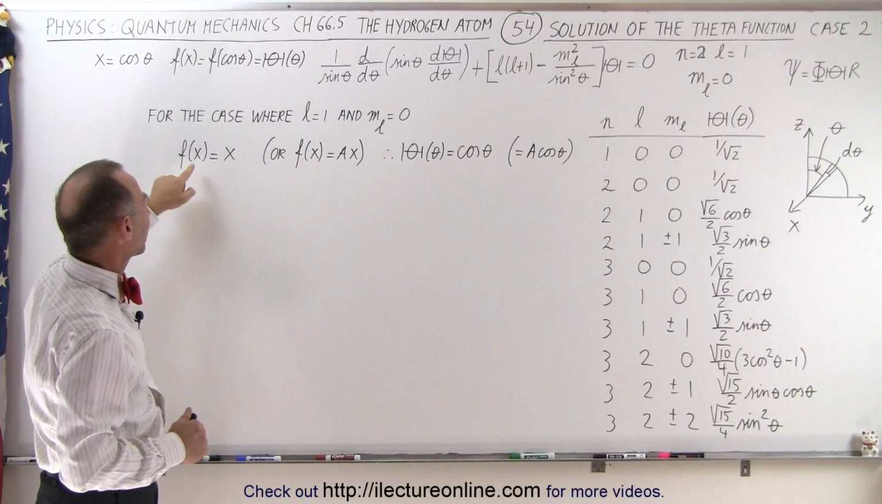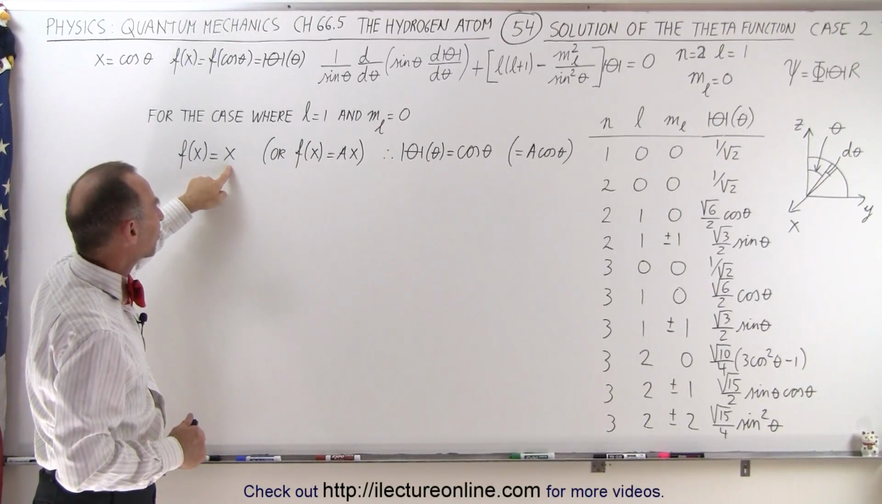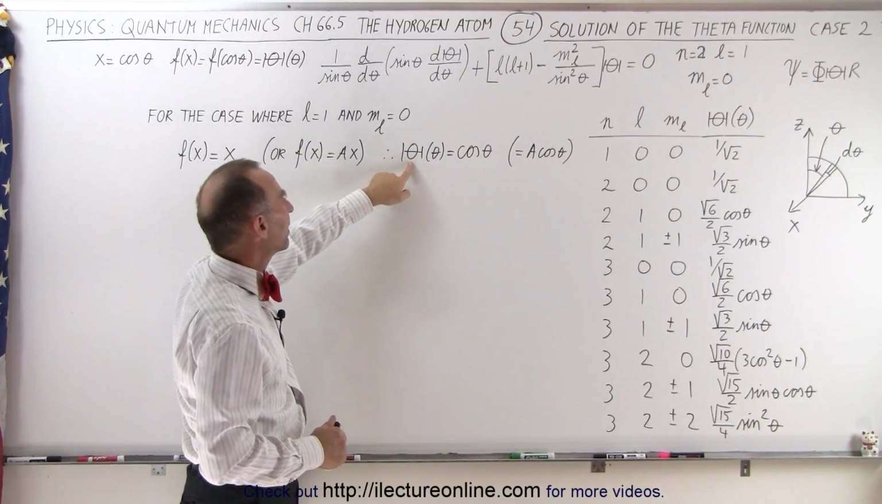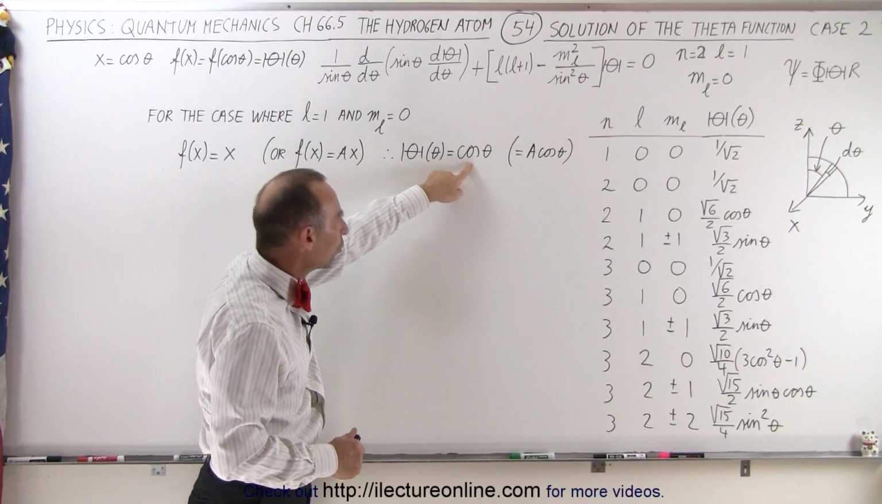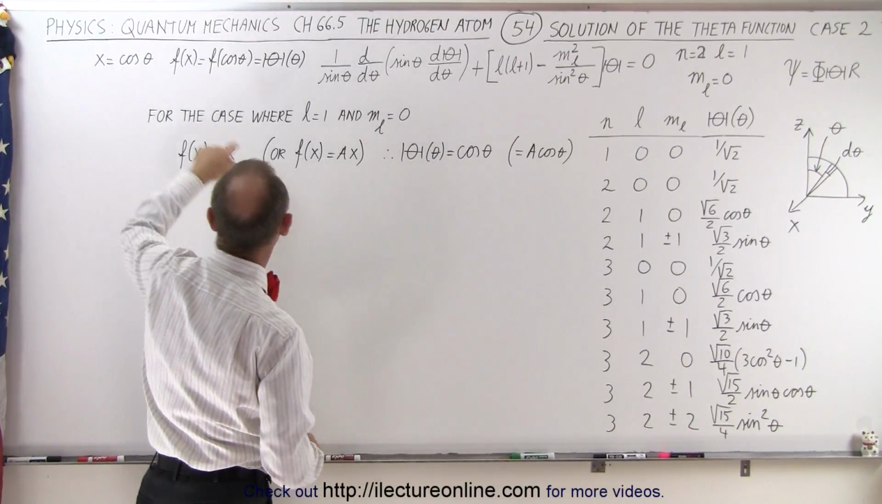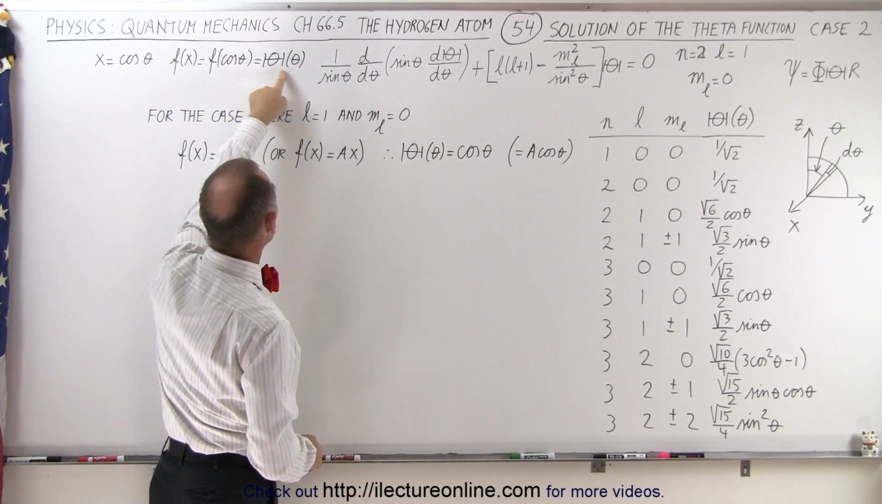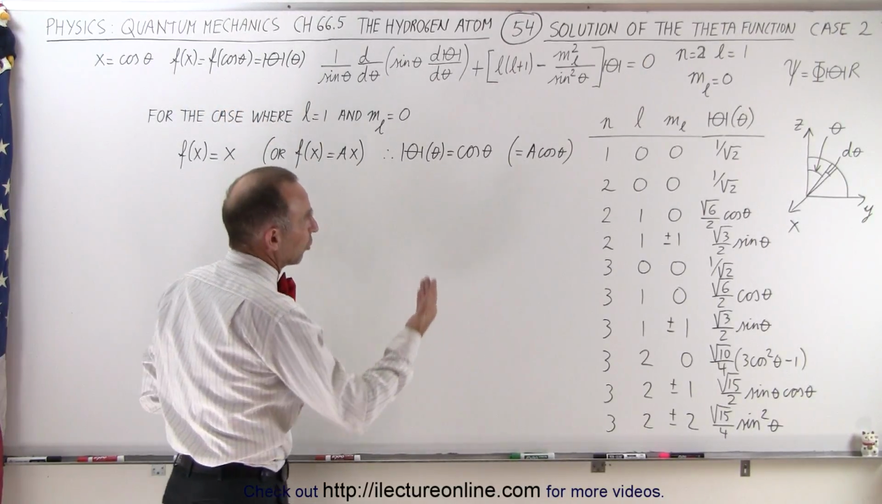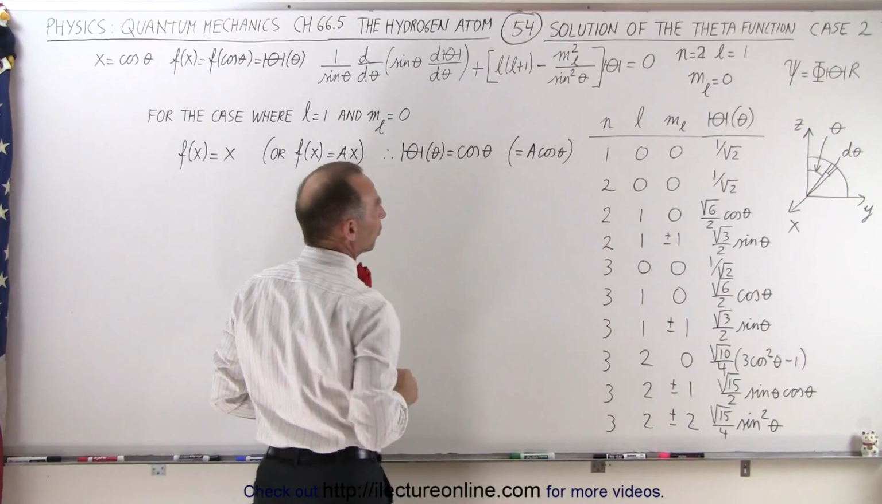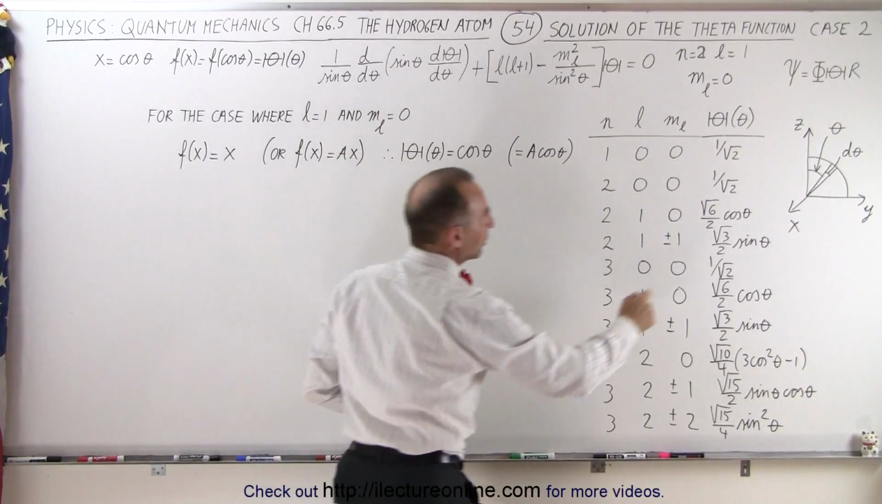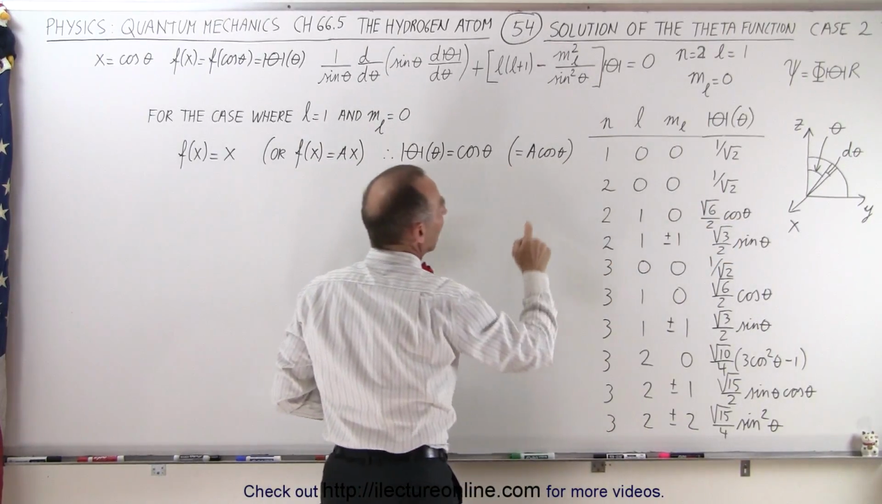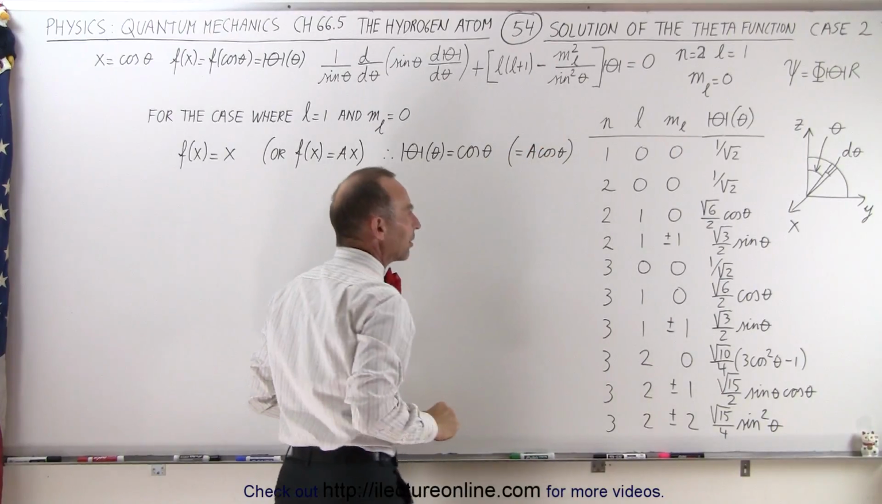And then we realize that if the function f of x equals x, that means that the theta function is equal to the cosine of theta, because after all, f of x is in terms of x, and the theta function is in terms of theta. So actually the solution will look something like a times the cosine of theta. And there we go, there's the cosine of theta. And then we have to find, of course, the value for a.